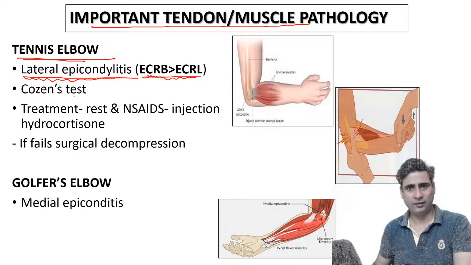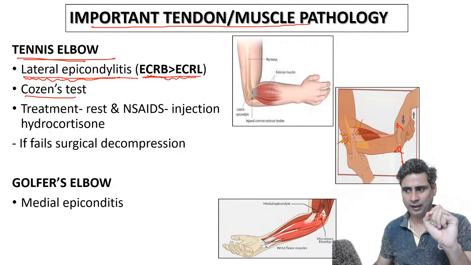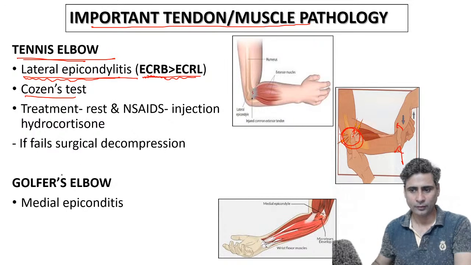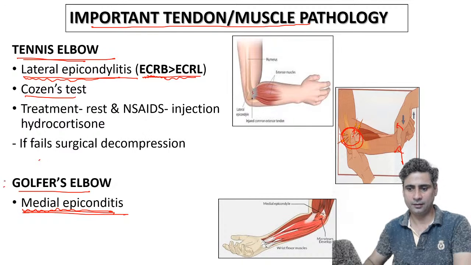There is a specific test for tennis elbow, Cozen's test, where in flexed position of the elbow we ask the person to do dorsiflexion against resistance. So the person is doing extension of the wrist against resistance using extensor tendons. If there is tear or inflammation in those tendons at the origin site, there will be pain in this particular area where we are also pressing with the thumb. This is Cozen's test. Similar to tennis elbow, there is golfer's elbow, where there is inflammation in the common flexor origin, medial epicondylitis. Treatment is the same for both.